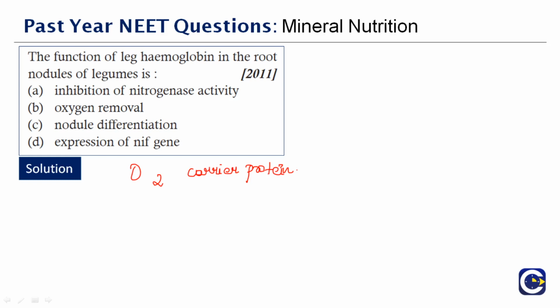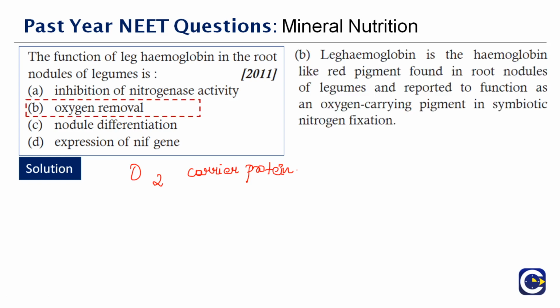It is produced by the legumes in response to the roots being colonized by nitrogen fixing bacteria. The very common one that we all would have come across is the rhizobium. Right. So what is the function of this leg hemoglobin? If you see, it is a hemoglobin like red pigment found in the root nodules of the legumes and reported to function as an oxygen carrying pigment in symbiotic nitrogen fixation. Therefore, the right answer is option B.